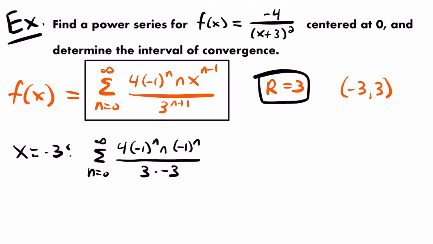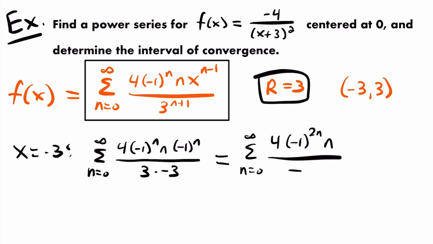And now what we can do is combine both of these negative 1s to the power of n. And we can do that by adding their exponents, right? So we'll have negative 1 to the power of n plus n, which would just be negative 1 to the power of 2n. And in the denominator, I'll multiply 3 and negative 3 to have negative 9. So this is equal to the sum from n equals 0 to infinity of 4 times negative 1 to the power of 2n times n divided by negative 9.